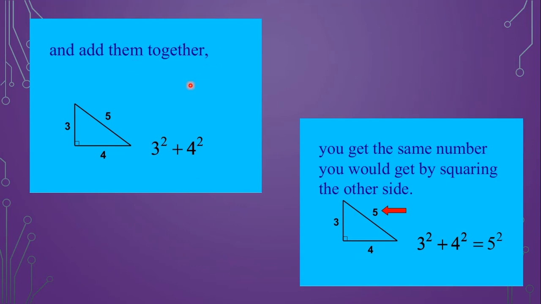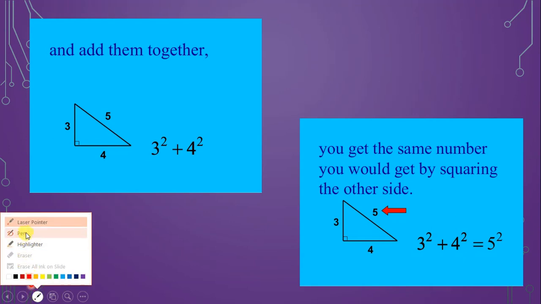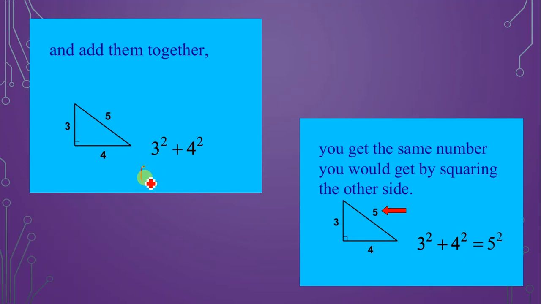Then add them together. So 3 3s are 9, 4 4s are 16. You get the same number you would get by squaring the other side. And what was the other side? That was 5. If I do the square of it, I will get 25. So 9 plus 16, where 3 3s are 9 and 4 4s are 16. This you would get by squaring the other side. This would be the same. Fine. So 9 plus 16 is 25.